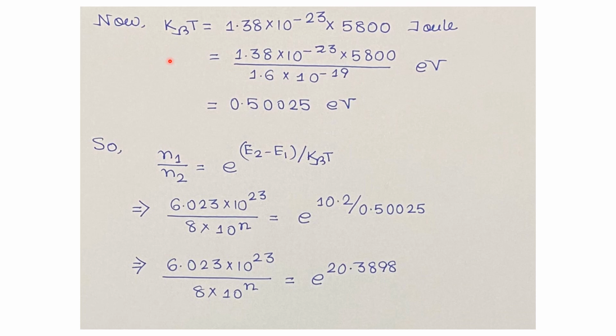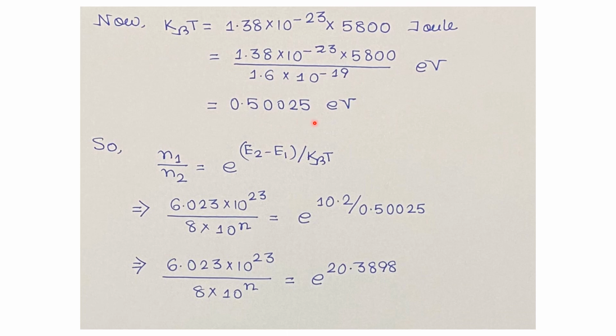Now we will find the thermal energy value at the temperature T equals 5800 Kelvin in electron volt. So kBT equals 1.38 times 10 to the power minus 23, that is the value of Boltzmann constant, times 5800 Kelvin, and the unit of the energy will be joule here. To convert it into electron volt, we have to divide it by the electronic charge, that is 1.6 times 10 to the power minus 19.